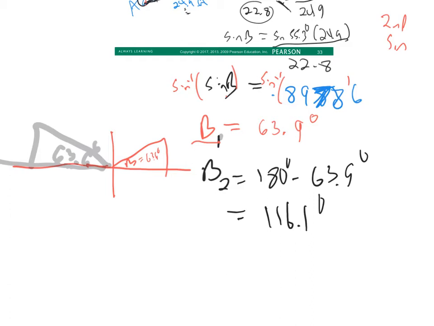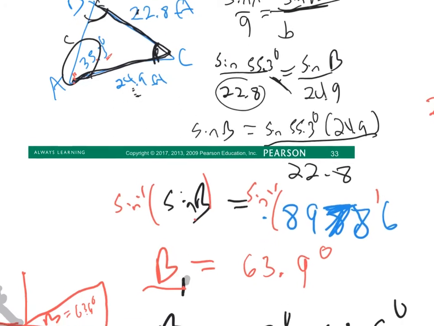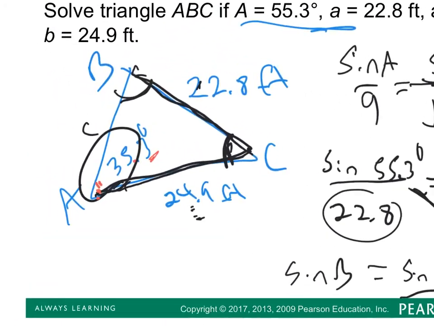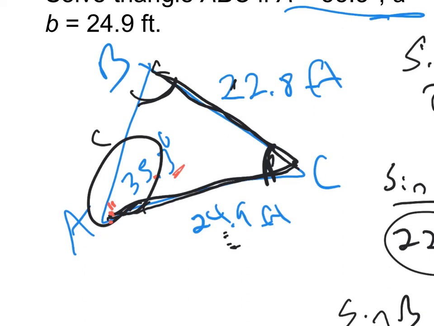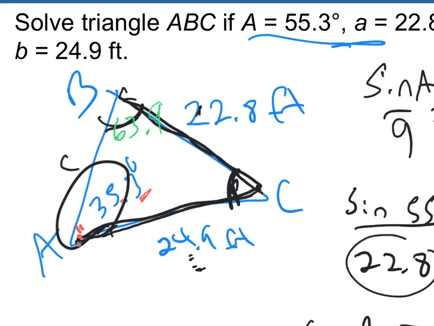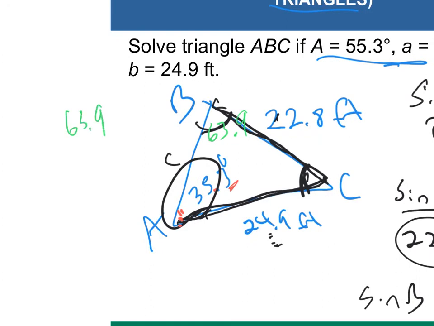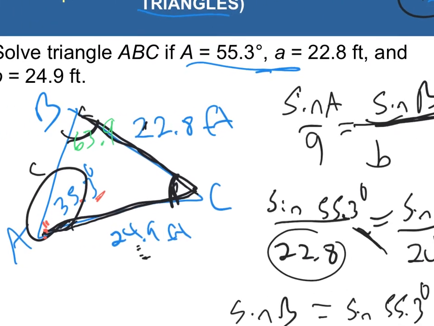Can that angle be 116? Let me look up here. First of all, if B was 63.9, let's look at that answer first. If that's true, could angle C exist? Well, surely it could, because 63.9 plus 35.3, 35.3.